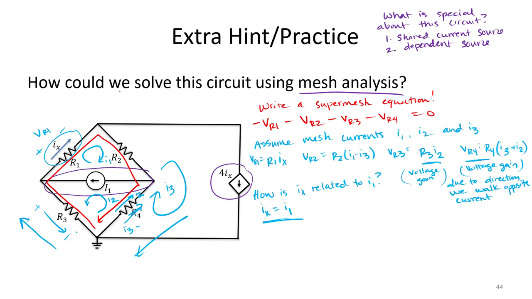Another question to ask is, how do we keep that dependent source in the picture? Well, since Ix equals I1, we can relate the dependent source to be 4I1. So using that dependent source, we can also determine equations for the other currents.